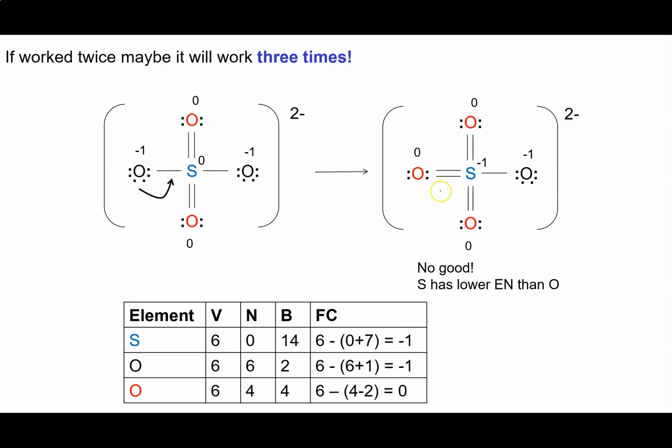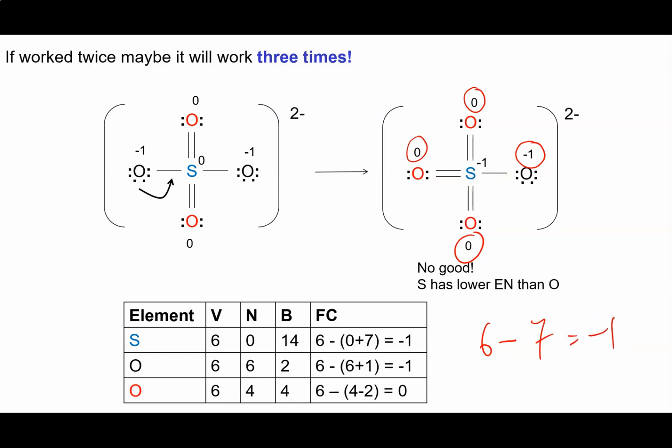I observe that it has the same bonding pattern as the other two, so that's just going to be a 0 there, 0 there, 0 there. Nothing changed there, so I'm going to leave it as a -1. But I've got to recalculate for my sulfur, so it's going to be 6 minus 1, 2, 3, 4, 5, 6, 7. And that gives me -1.